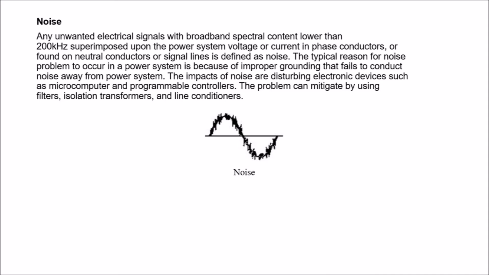The typical reason for noise problem to occur in a power system is because of improper grounding that fails to conduct noise away from the power system. The impacts of noise are disturbing electronic devices such as microcomputer and programmable controllers. The problem can be mitigated by using filters, isolation transformers, and line conditioners.